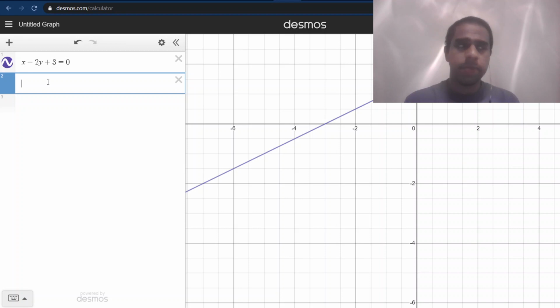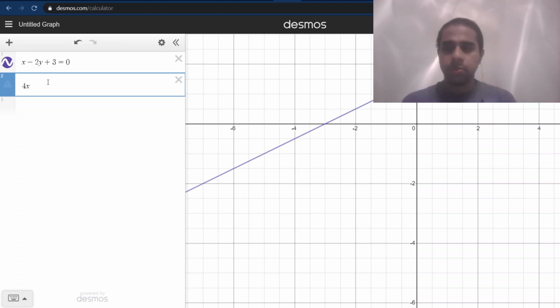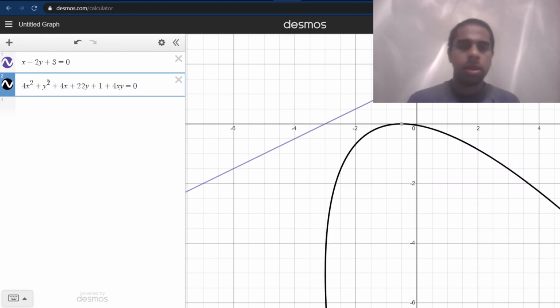That is the parabola expression which we got, 4x square. You can actually use a symbol on top of the number 6 in the keyboard. 4x square plus y square plus 4x plus 22y plus 1 plus 4xy equal to 0. Now you can see how our parabola is.